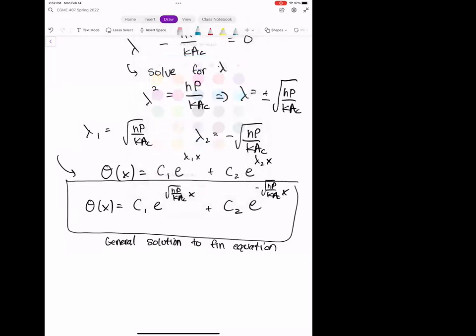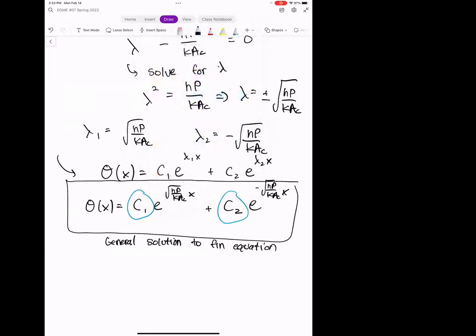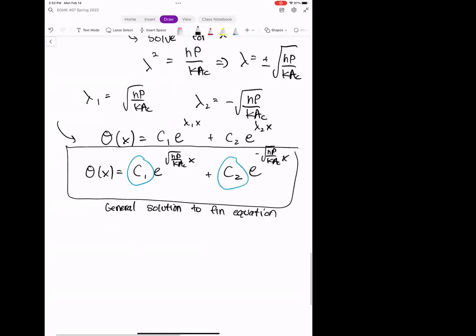And of course, the next step, whenever we see C1, C2, we want to get rid of those constants, right? And so we're going to apply boundary conditions on this equation to solve for C1 and C2. All right. And so a little flashback to your math classes. Any questions on this? Okay.